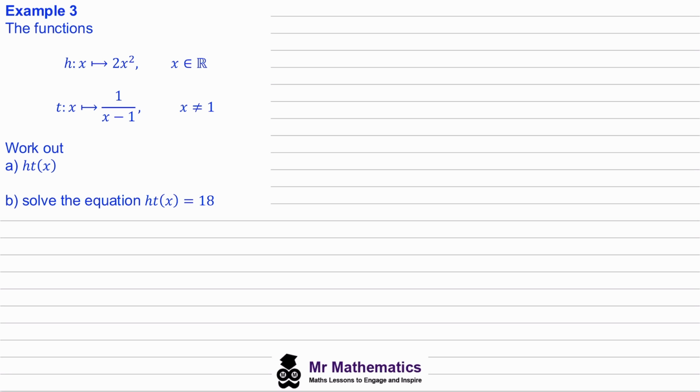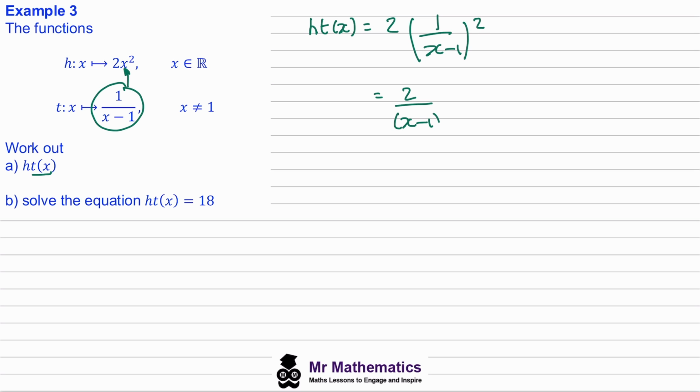Okay, so welcome back. How did you get on? We need to substitute t of x, all of this, into h of x. So ht of x will be the 2 multiplied by all of this squared. So 1 over x minus 1 squared. This will be 2, but when we square the 1, we get 1. So 2 over x minus 1 squared. Okay? And this is ht of x.